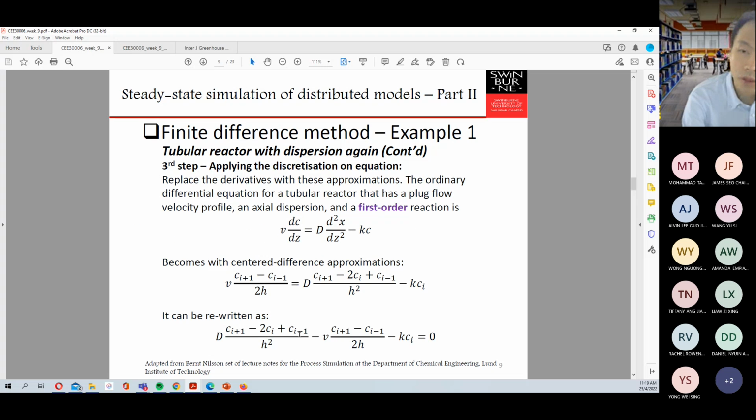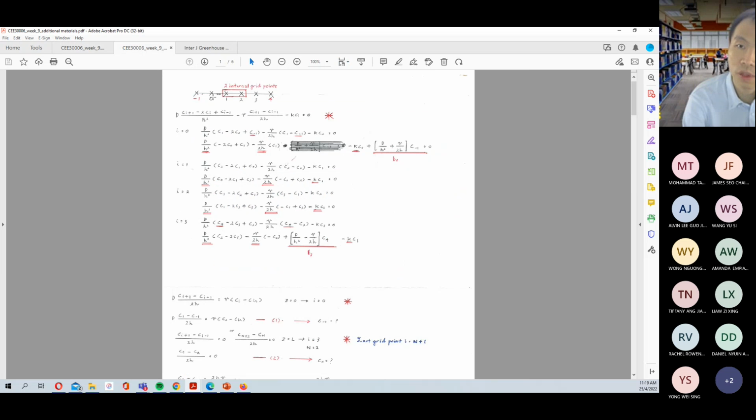Then you do it for the 4 points in here, right? You do it for 0, 1, 2, 3, 4. So you basically do it for this particular point 0, 1, 2, and 3. You substitute 0 into this particular equation. You substitute 1 into this equation. You substitute 2 into this equation. You substitute 3 into this equation. So you have 4 different equations, basically.